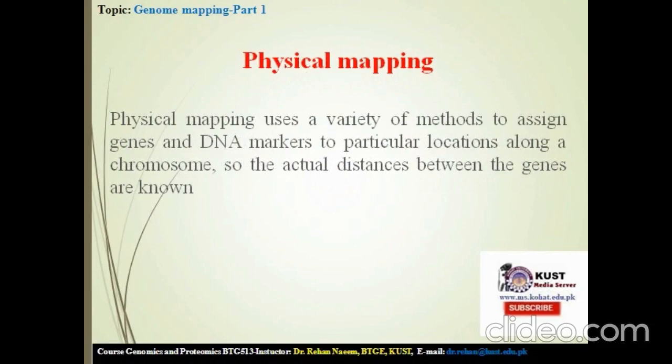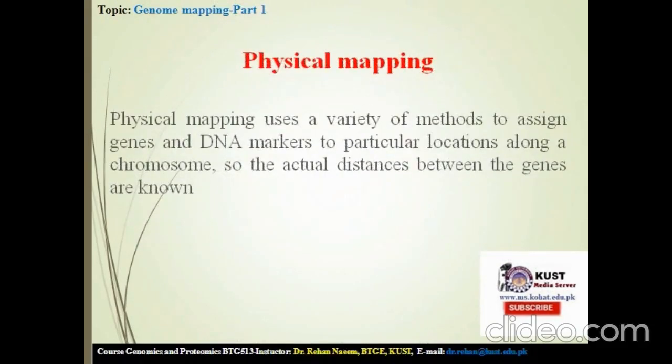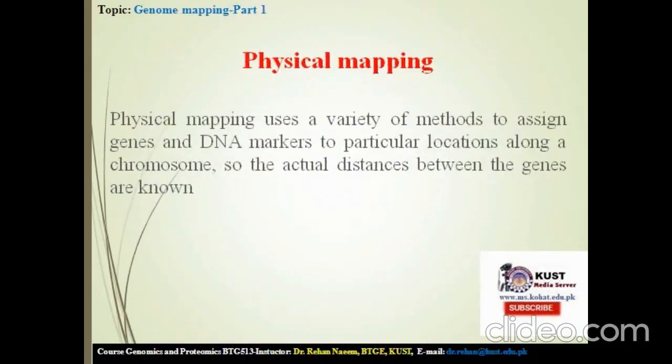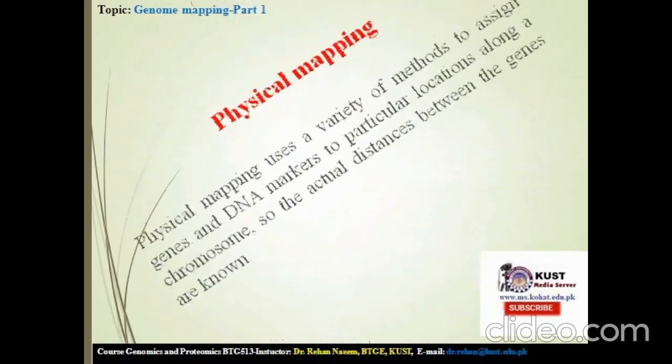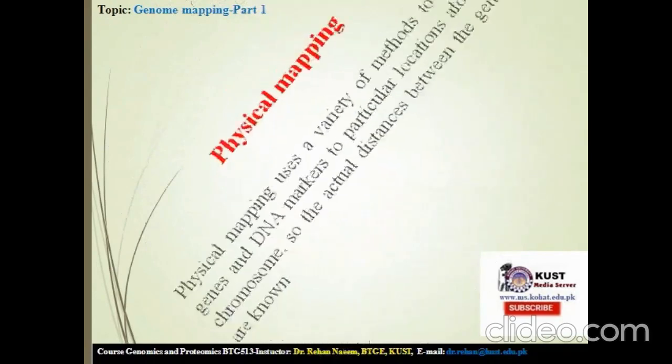We have a variety of methods, like non-PCR based methods as well as PCR based methods, which can give us the actual distance between the genes. For PCR based methods we have RAPD, AFLP, SSRs and SNPs. Besides this we have other markers as well, and these are the major markers by which we can find the actual distance.